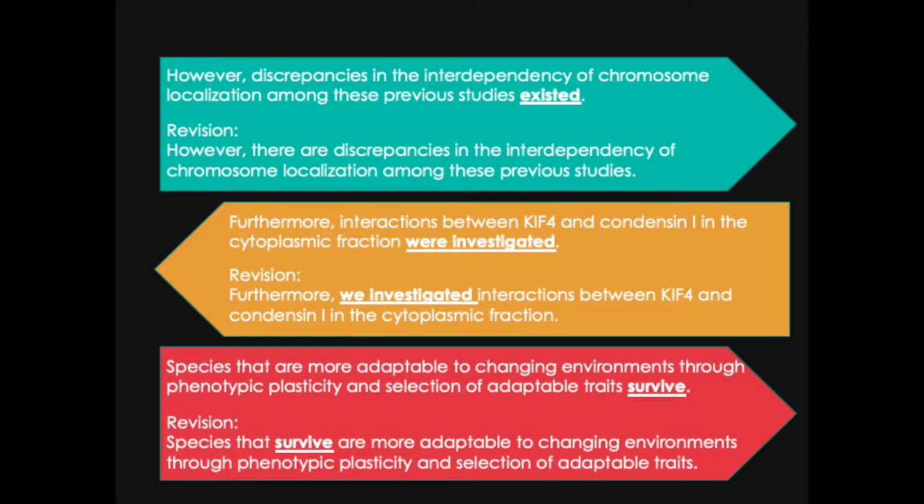For the second sentence, I revised it to say, furthermore, we investigated interactions between KIF4 and condensin 1. I've given an agent to this sentence, and I've made it an active verb. For the third sentence, I moved survive much earlier: species that survive are more adaptable to changing environments. When you have that verb earlier in the sentence, it's easier for the readers to understand what it is you're trying to tell them.